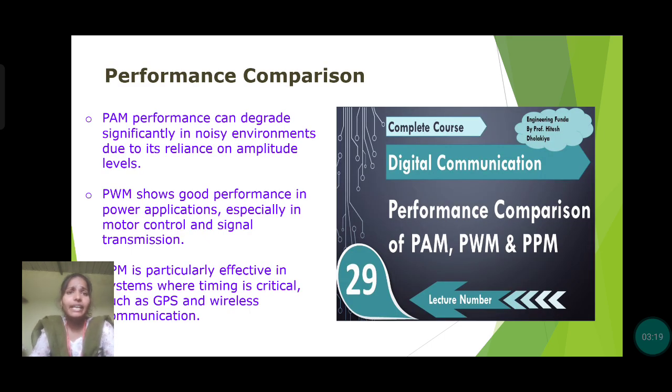Performance comparison. PAM performance can degrade significantly in noisy environments due to its reliance on amplitude levels. PWM shows good performance in power applications, especially in motor control and signal transmission. PPM is particularly effective in systems where timing is critical, such as GPS and wireless communication. Here you can see the complete course digital communication performance comparison of PAM and PWM and PPM.